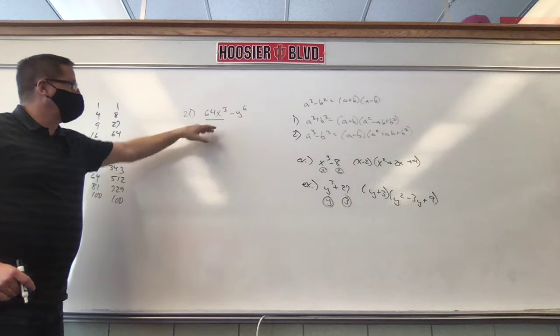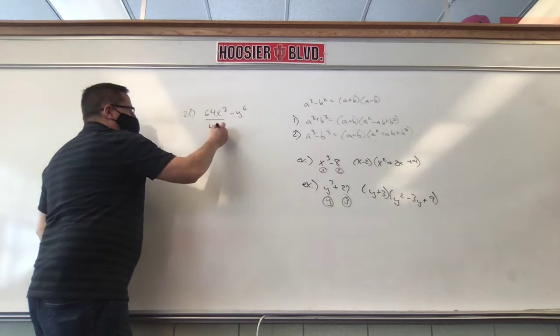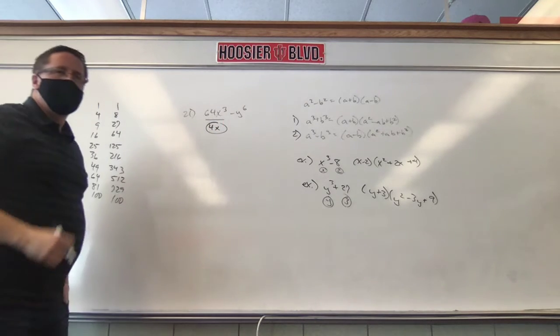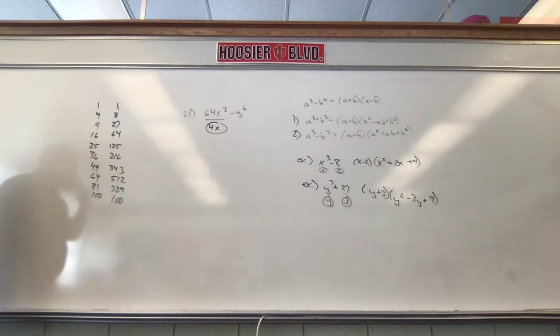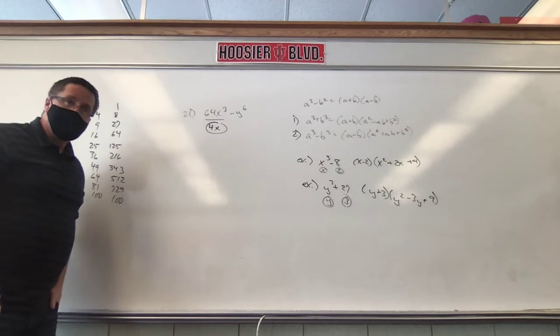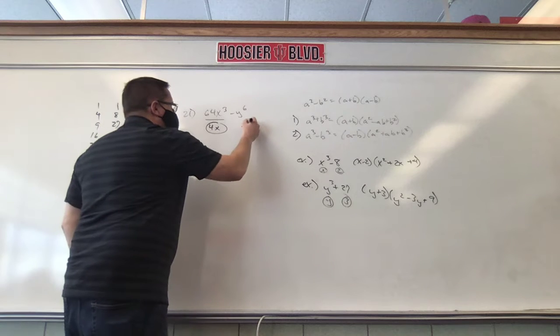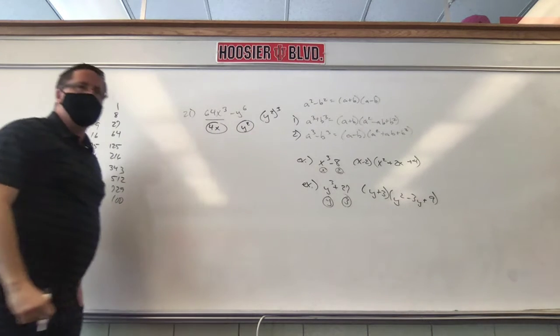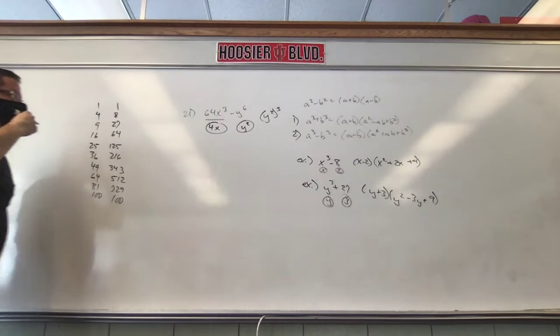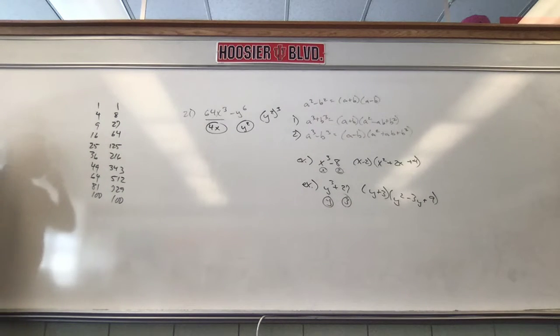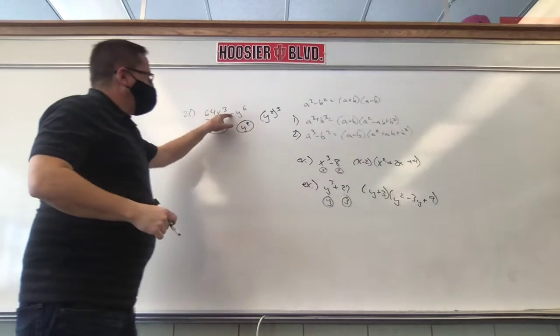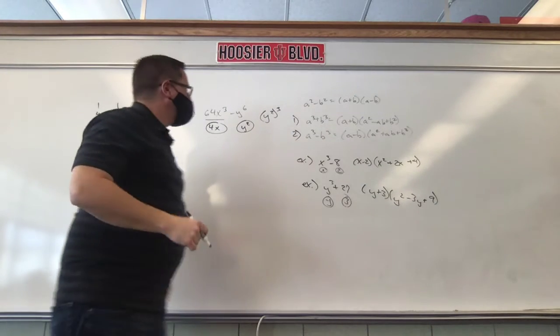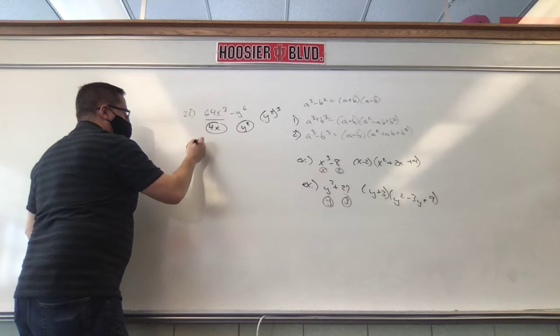So together, what cubed is this? 4x. This is a little harder one. That is a cube. What cubed is y to the 6th? Very good. Y squared cubed, because if it was y to the 2nd cubed, it'd be y to the 6th. So a and b are 4x and y squared. And since it's minus, we're going to use this one right here. So a minus b is 4x minus y squared.